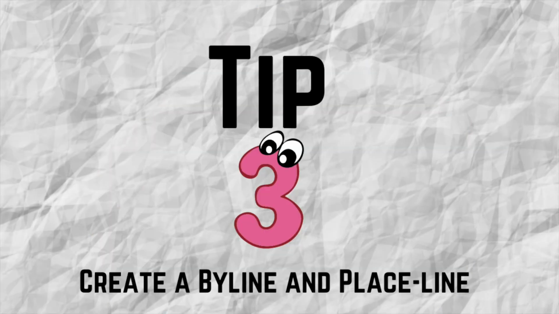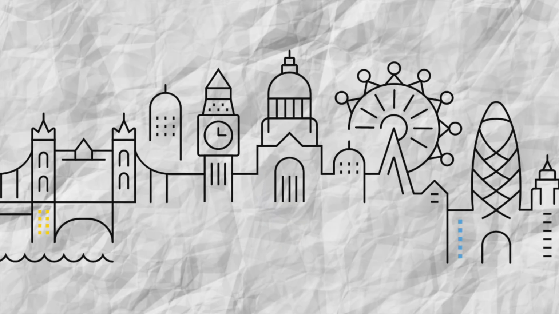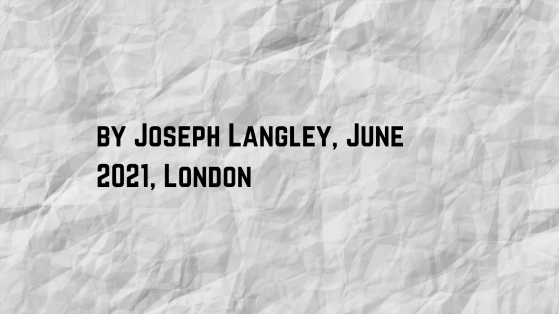Tip 3. Create a byline and placeline. For example, if you are writing from London, you might put by Joseph Langley, June 2021, London.